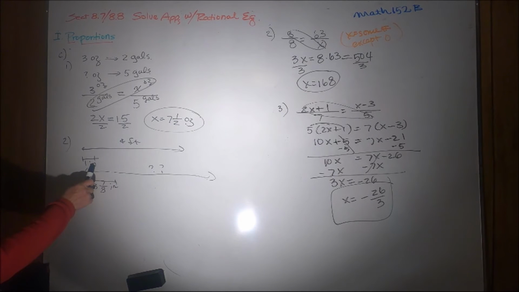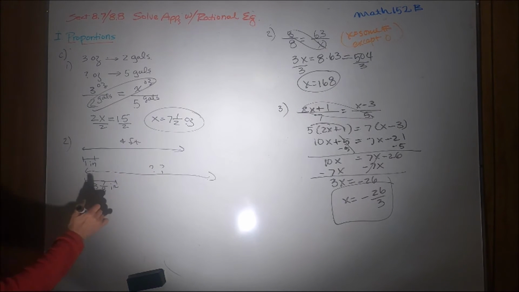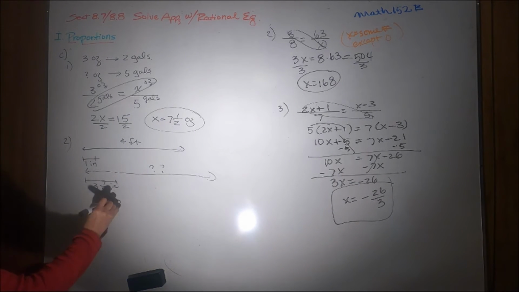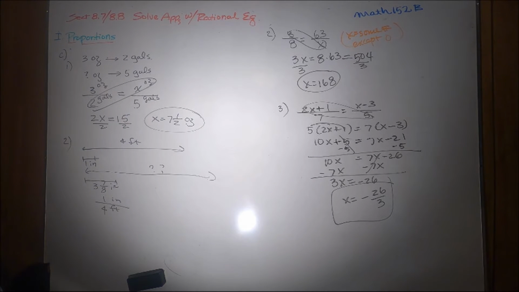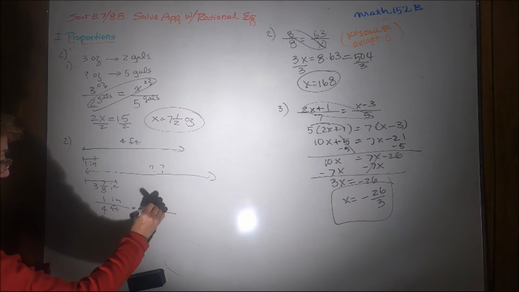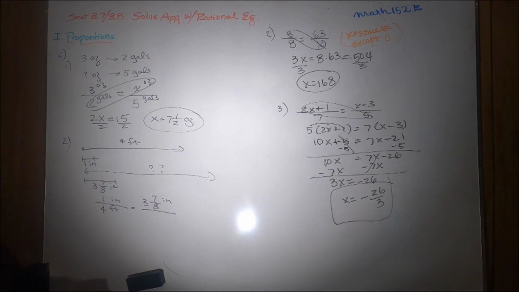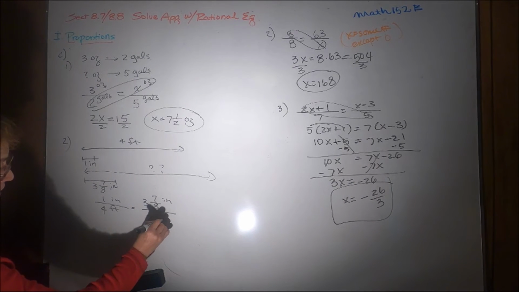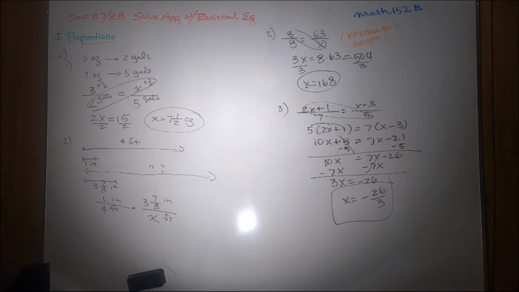1 inch represents what? 4 feet. So you do 1 inch represents 4 feet. So what do you think? 378 inches should represent how many feet? So you write x feet, right? So do we have a proportion? So what do we do? Use the shortcut. X equals what?